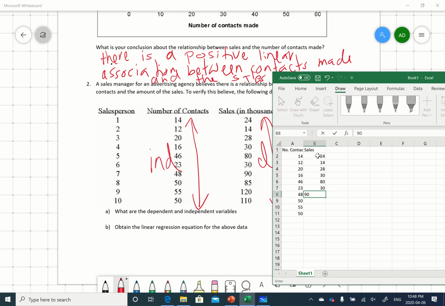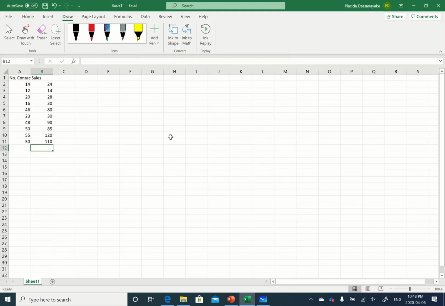So just to make sure you are typing everything correctly, because if you mistype anything, your numbers are going to get different, right? So make sure you double check, especially during an exam. Make sure you double check your numbers.